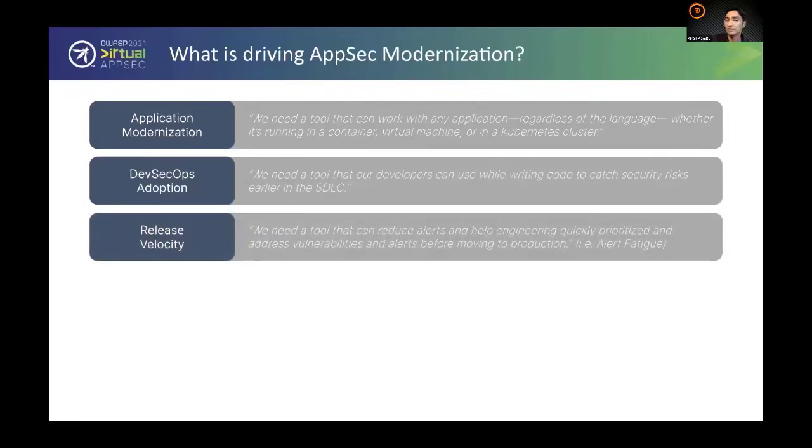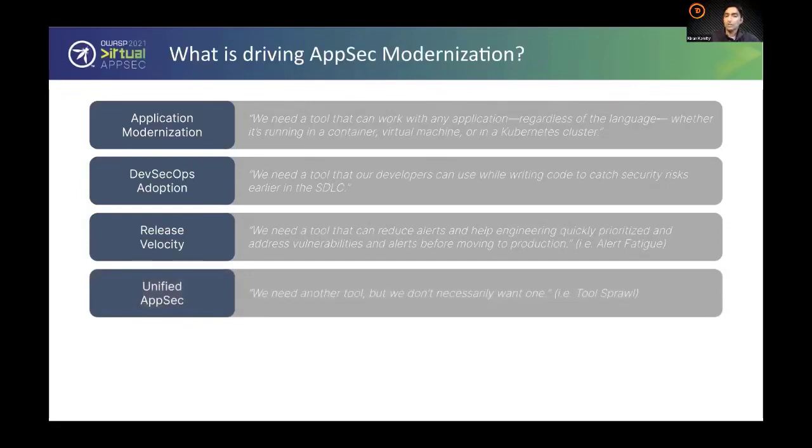Alert fatigue resulting in slowing down the release velocity is also a common theme that we hear, which is, I have a bunch of tools, one for code scanning, one for artifact scanning, one for container image scanning, and so on and so forth. These all give me a lot of alerts, but it's too many alerts, and my team either gets frustrated with it and ends up not fixing it, or they end up fixing a lot of these alerts, which results in the releases getting delayed.